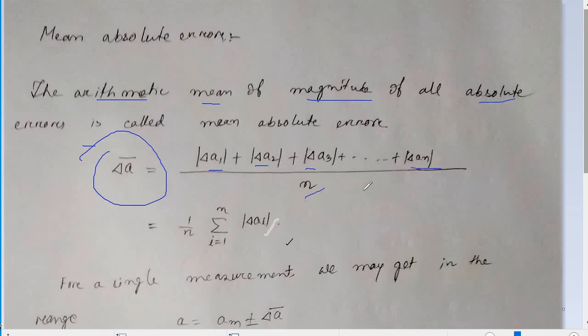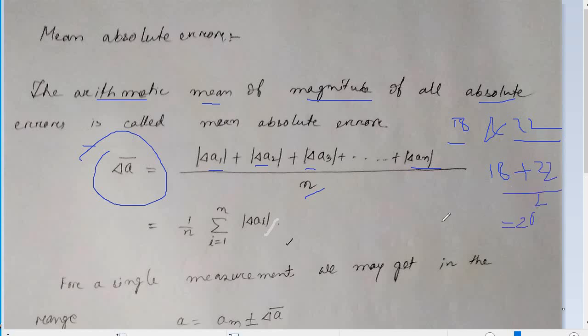So why do we take only the positive value of the absolute errors? Suppose, for example, we are measuring length and we are getting 18 centimeter for the first measurement and 22 centimeter for the second measurement. What will be the true value of the quantity? The true value will be 18 plus 22 divided by 2, that is 20 centimeter, right?